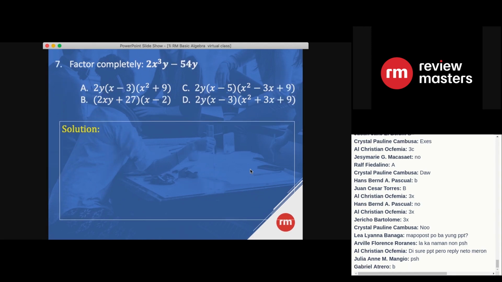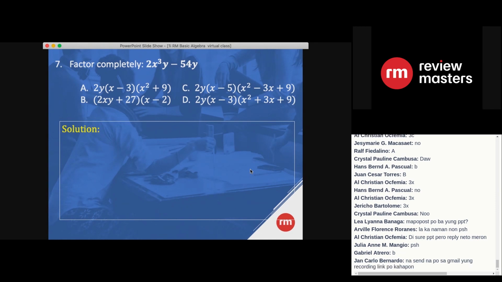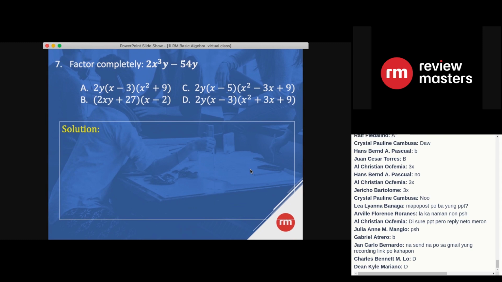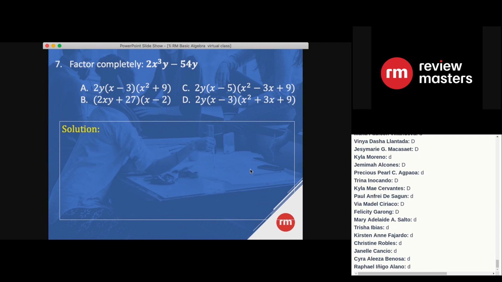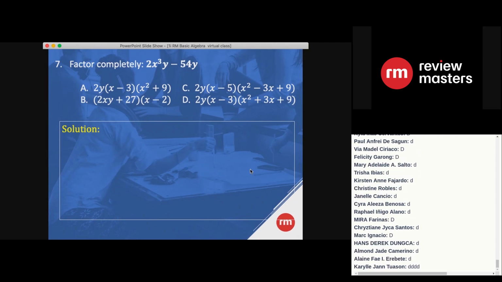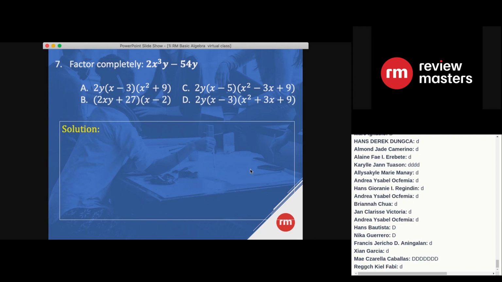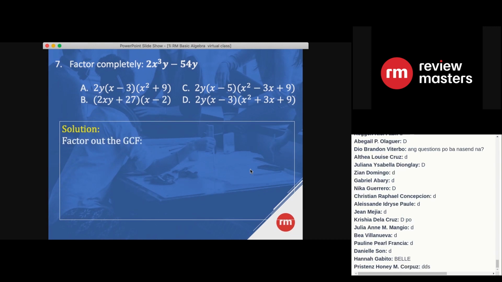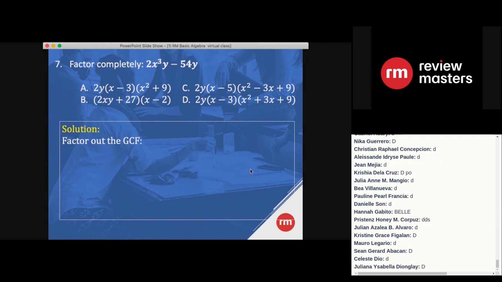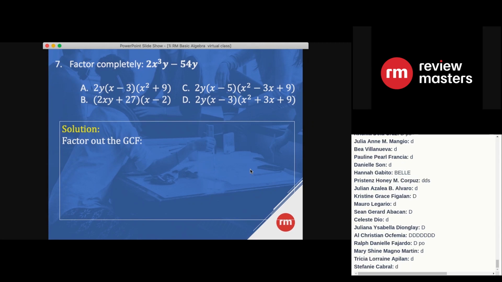Number 7. What's your answer in number 7? Factor completely 2x cubed y minus 54y. Okay, you are now answering. And so far, all your answers are correct. That's very good. Okay. So, the first thing that you need to do is, again, what's the first line of defense? Is there a greatest common factor?